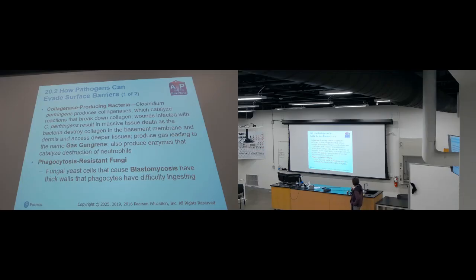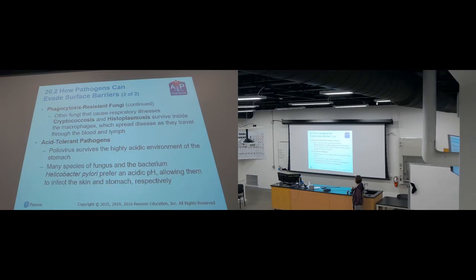And then you have also some microorganisms like Blastomyces dermatitidis, a yeast that can be resistant to phagocytosis. It has a very thick wall, so the macrophages cannot attack it really well, and it can produce deep infections. We also have others like Cryptococcus neoformans or Histoplasma, which are also fungi that can survive inside macrophages. Once they penetrate into a wound, they can be ingested by the macrophages, carried into the body, and cause what are called systemic infections.